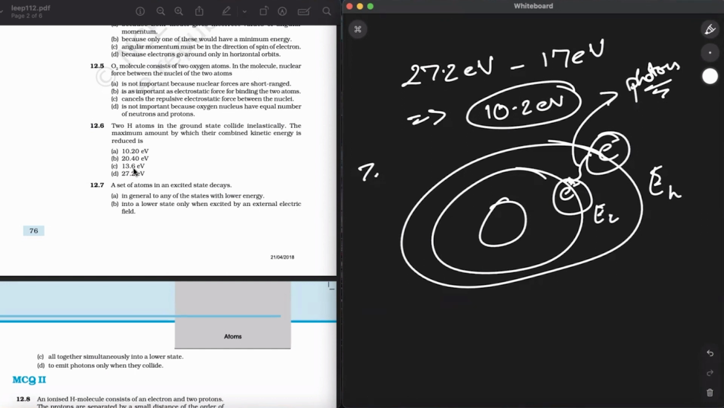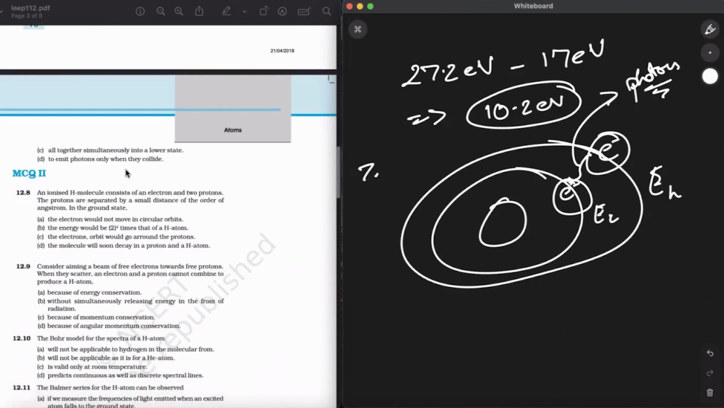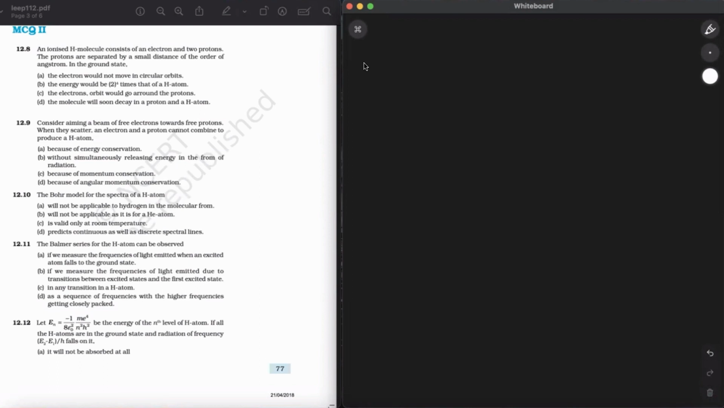Moving forward, we have MCQ type of questions. So question number 8. An ionized hydrogen molecule consists of an electron and 2 protons. Alright. So the protons are separated by a small distance of the order of angstrom in the ground state. The electron will not move in circular orbit. The energy would be 2 raised to the power of 4 times of that of H atom. The electron's orbit should go around the proton. The molecule will soon decay into a proton and a H atom. Okay, so let us check.